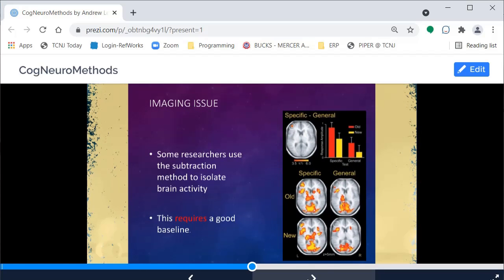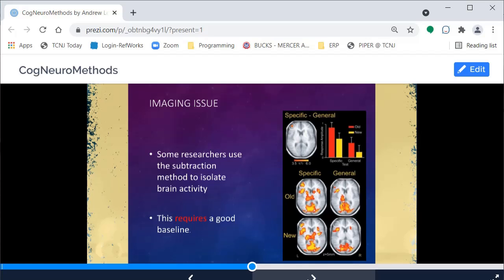Another imaging issue, particularly for fMRI and PET, is this idea of using the subtraction logic. Now, I will say that this is not as common anymore, but you might see some papers that use this. So this is how it works.